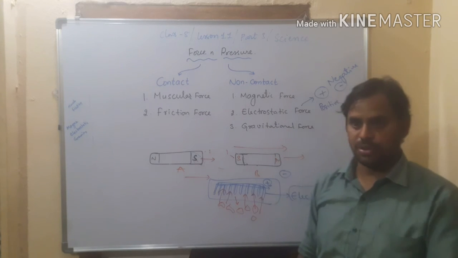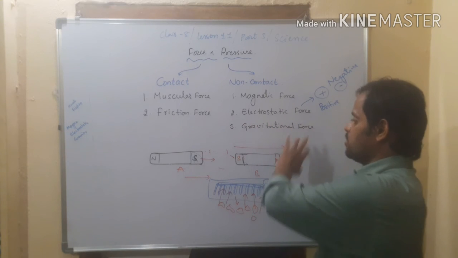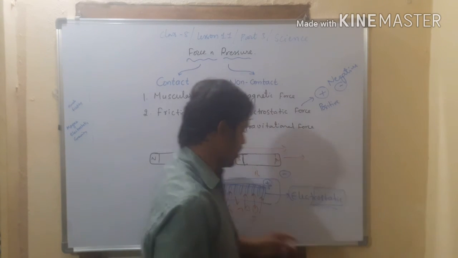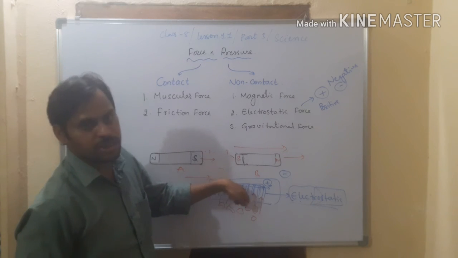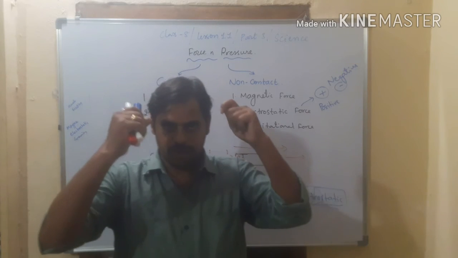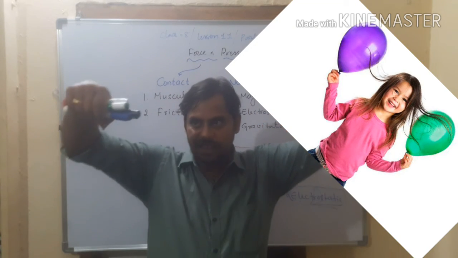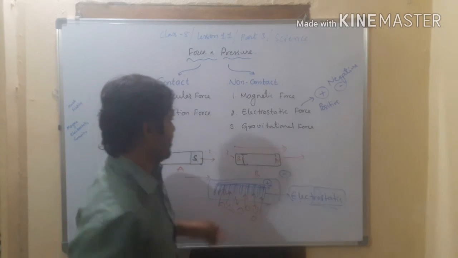You will learn more about these charges in further classes, right? So electrostatic force is also non-contact. Why? Because here we are not directly touching the papers. We are just taking it near and it is attracting, right? So rub two balloons, and if you bring the balloons together, the balloons show repulsion. It is electrostatic force, right?